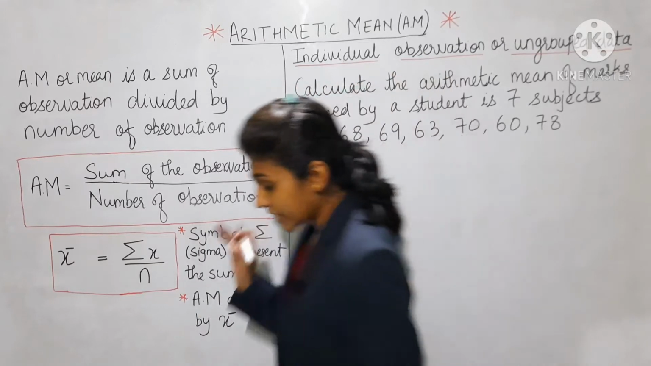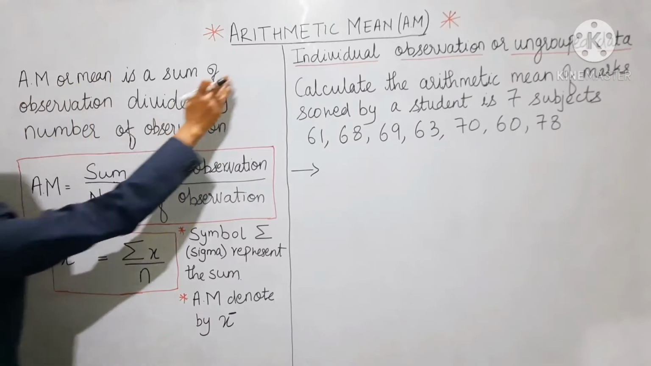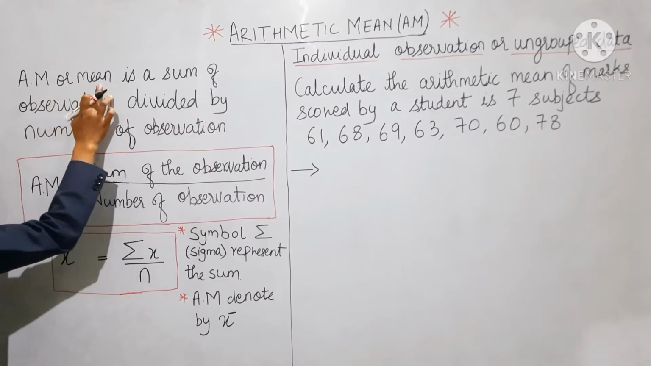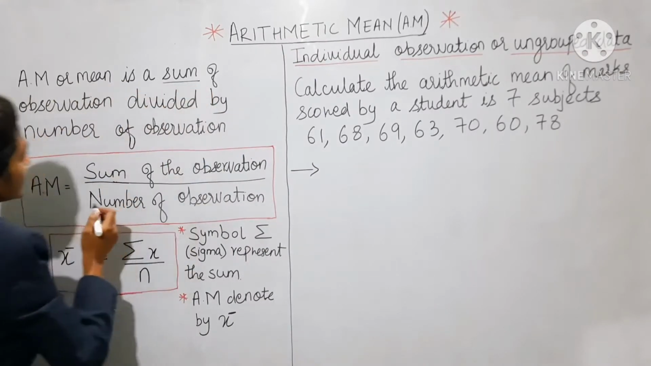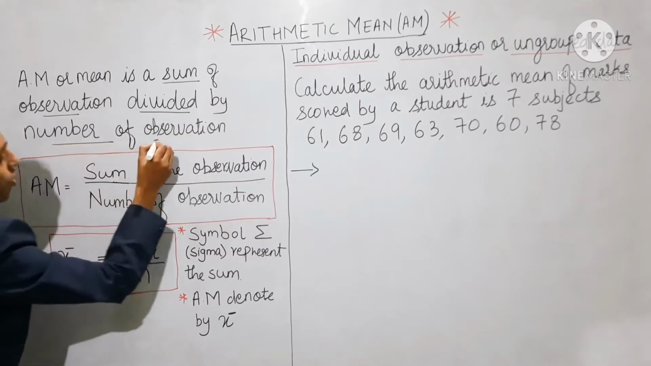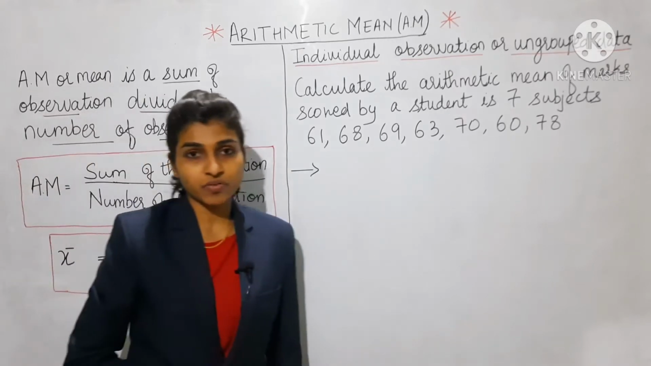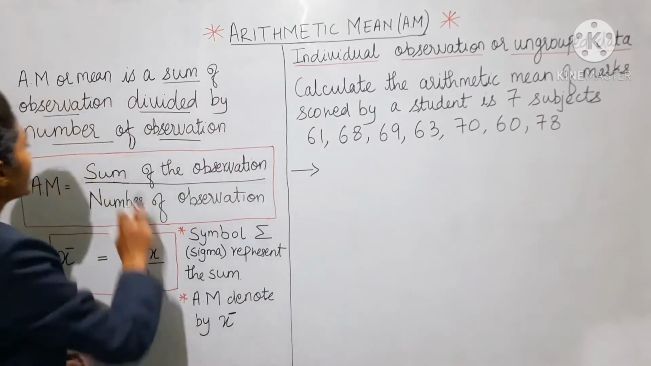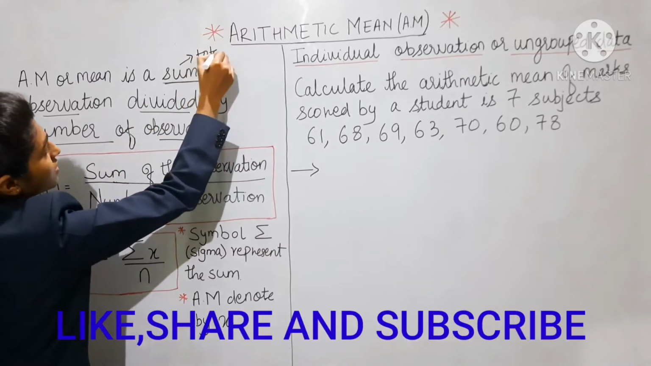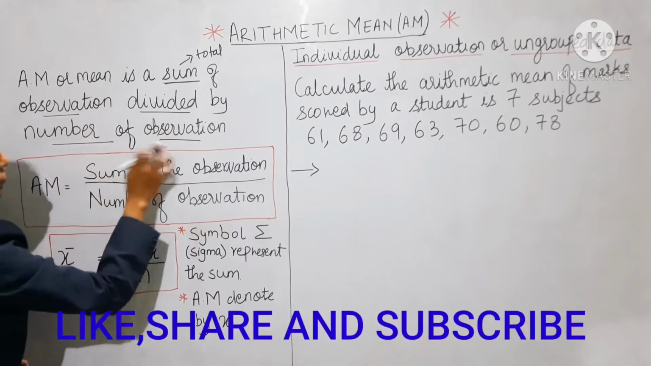So this is the definition of arithmetic mean. AM means A stands for arithmetic and M stands for mean. Mean is a sum of observation divided by number of observation. Sum means the total of observation, and divided by number of observation.